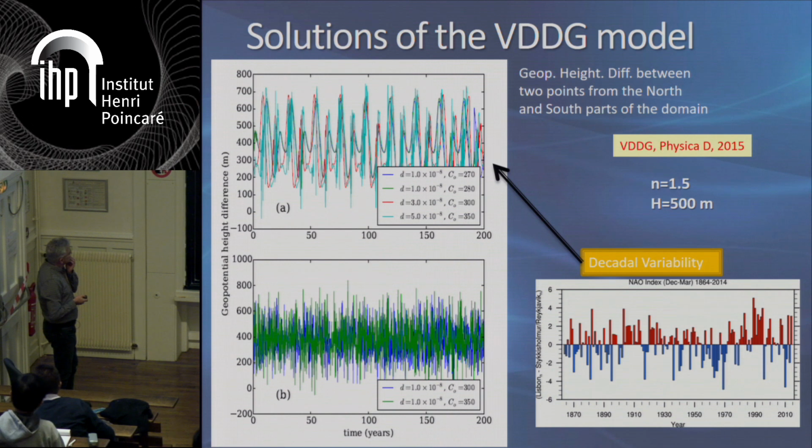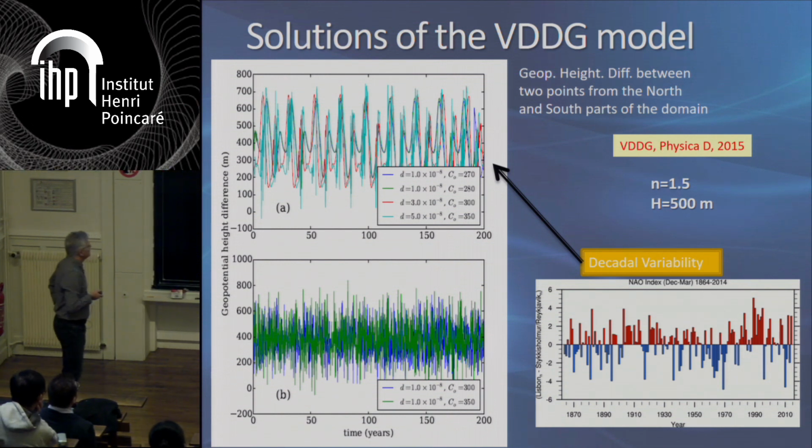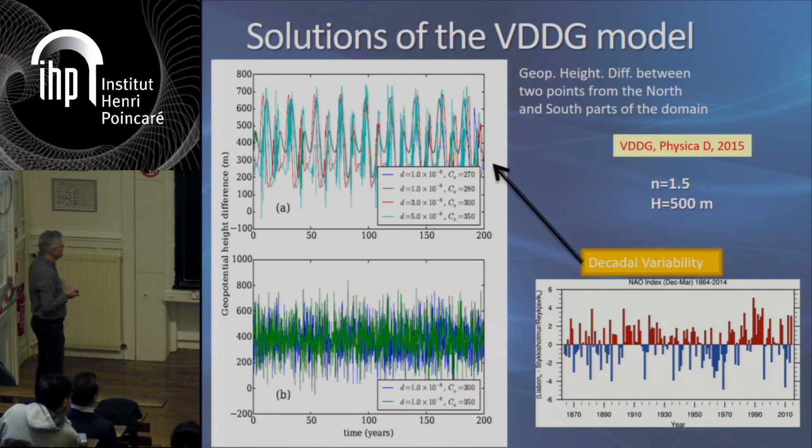And these are the solutions of the original model, so the first version of the model with closed Bayesian boundaries, for different values of the parameters. And we have represented here the geopotential height difference. This is similar to the difference of pressure, like the NAO index I presented before, within the domain. And you see the solution for about 200 years.